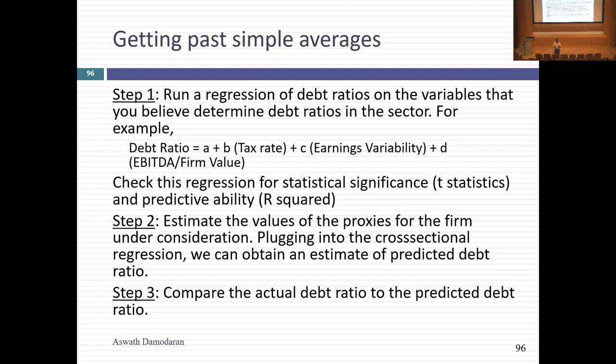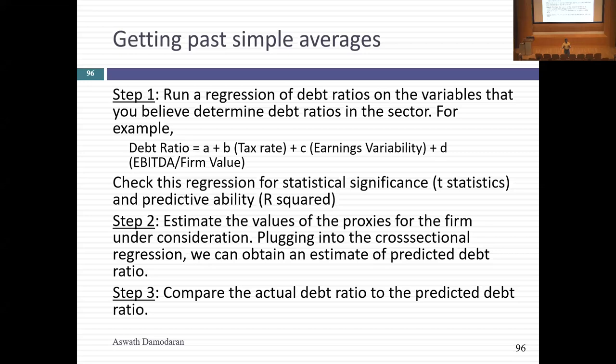I plug my company's tax rate, earnings variability, and EBITDA as a percentage of enterprise value into the regression. What am I going to get? I'm going to get a predicted debt ratio for my company. How do I read that? Given how other companies in my sector are setting debt ratios, this is what my debt ratio should be as a company. So it's a more refined version of comparing to the average because it controls for differences across companies.